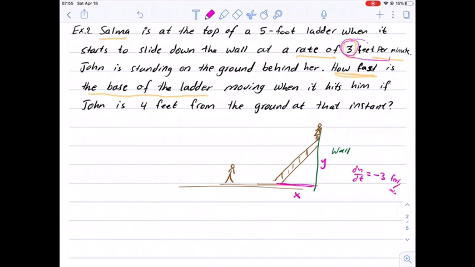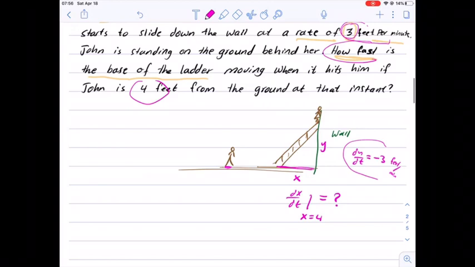And let's denote this distance by x, and as we can see, this is increasing as y is decreasing. So we want to find dx over dt. How fast is the base of the ladder moving when it hits John? That means x will be changing and increasing over time. So we want to find dx over dt when John is 4 feet away, when x is 4. So this is the quantity that we want to find, and this is the quantity that is given.